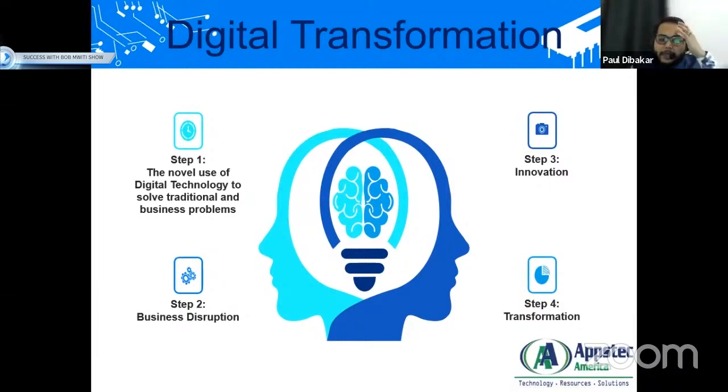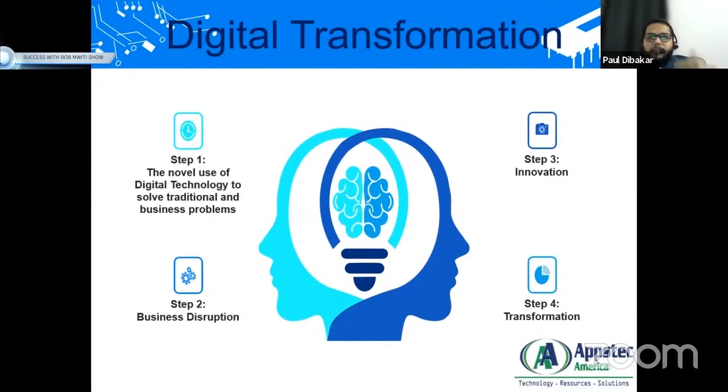The second step is business disruption. Whenever you go into digital transformation, in business theory, disruption is something that creates a new market or even a new value network, and eventually disrupts the existing market, displacing the established market-leading firms, their products, their services, their alliances, everything.